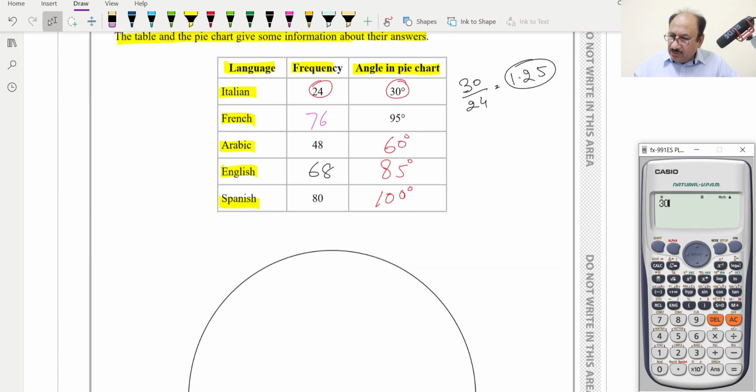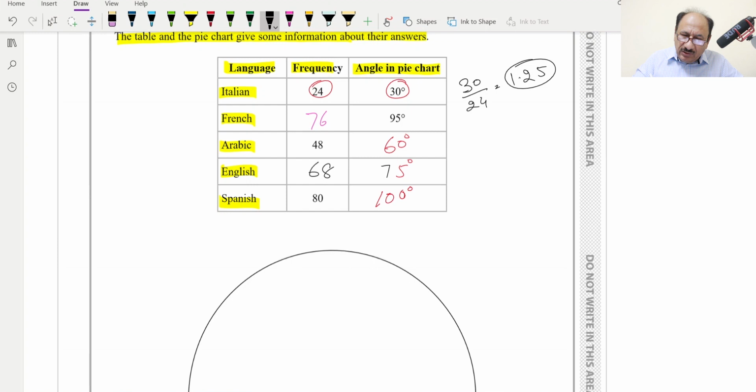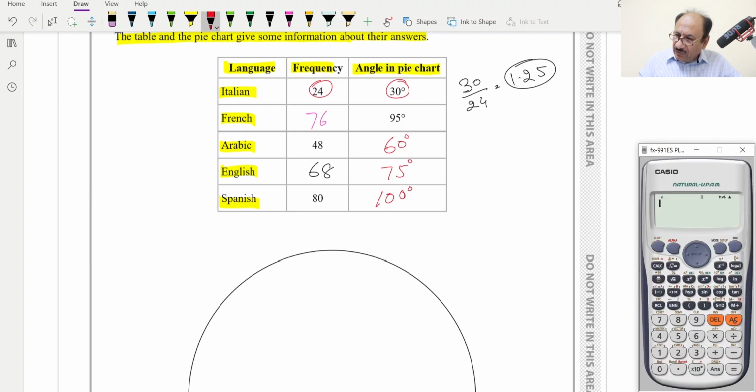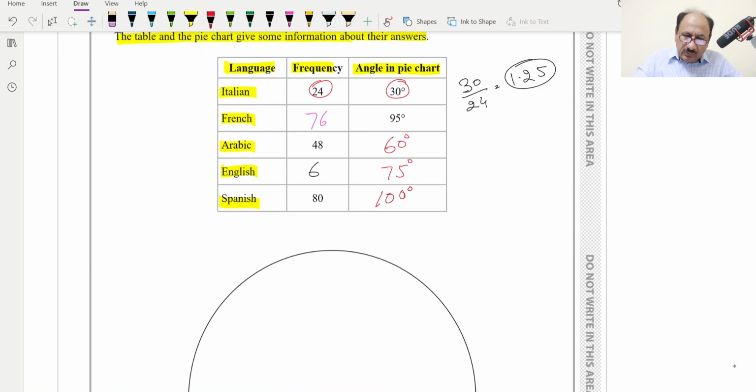So 30 plus 95 plus 60 plus 85 plus 100 is equal to 370. So basically this is a mistake. This should be 75. I will write in the same color. This is 75, and 75 divided by 1.25 will result in 60. So this will be 60 degrees, and 60 will be the frequency.